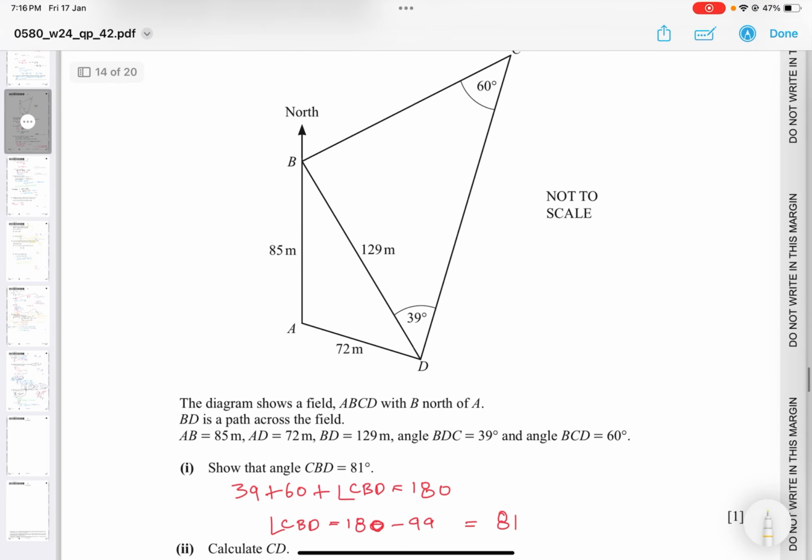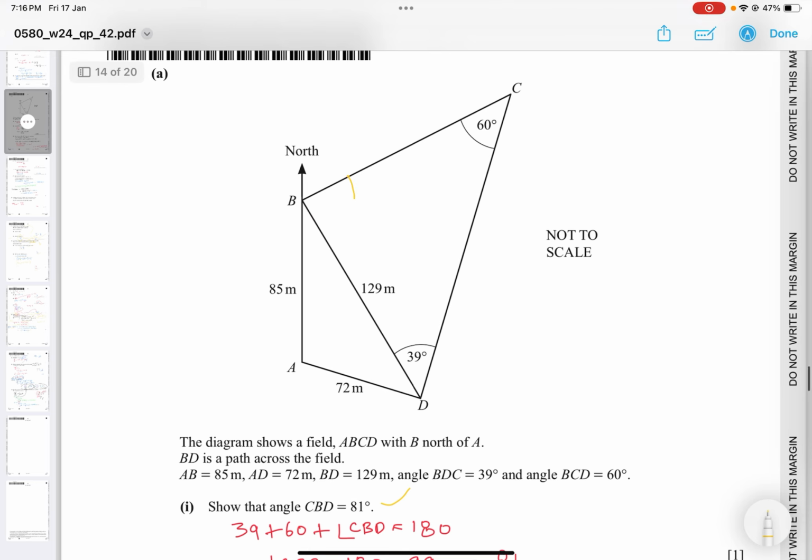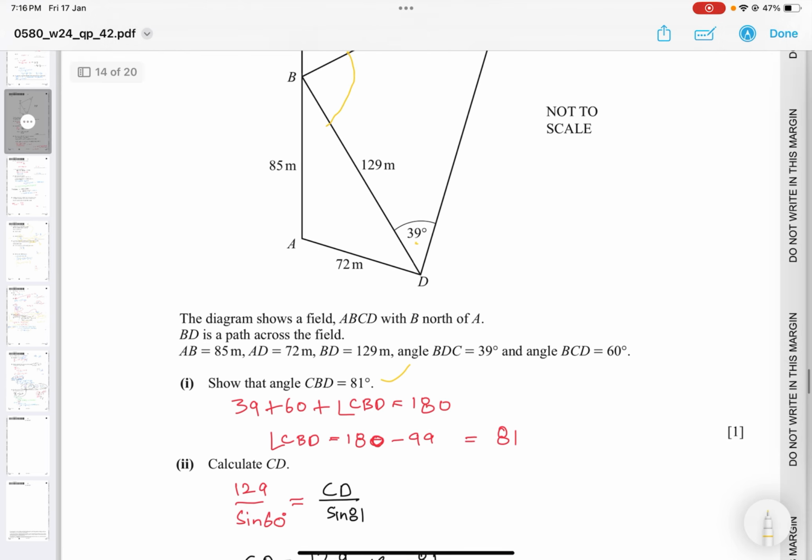Alright, let's hear this from bearing. A diagram shows a field ABCD with B north of A. BD is the path across the field and we have some dimensions as well. We have to show that CBD is 81. Now listen, where is our CBD? This one is CBD. Total angle is 180. You will just subtract this sum from 180 and we will get 81. This is 1 mark. Very good.